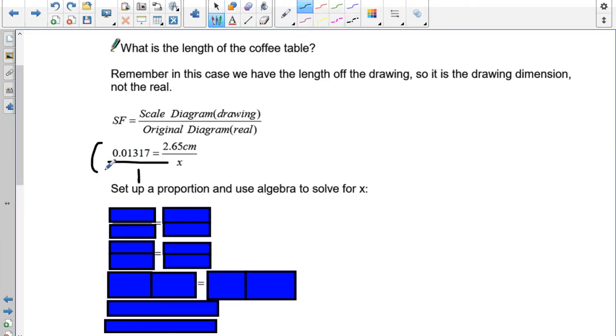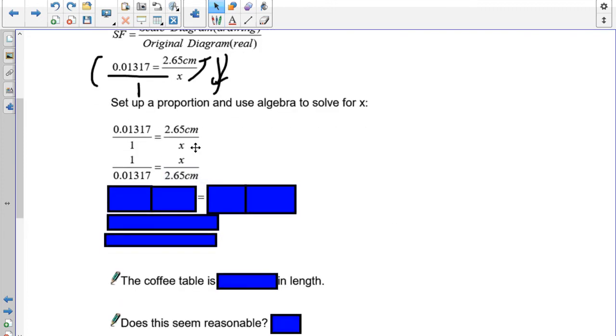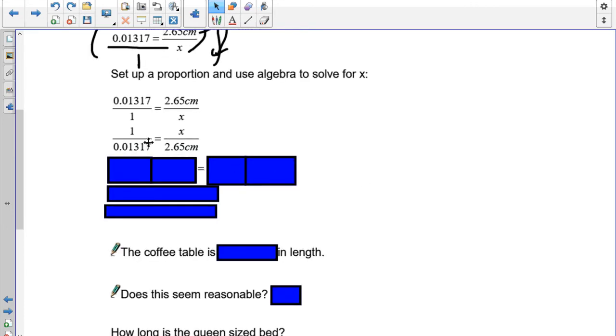Now, we've talked about this before. If you want to get the x on the top, which makes it very easy, what we can do is just flip it. But whatever you do to one side, you have to do to the other. Okay, so here's my flip. The numerator became the denominator and the denominator became the numerator. Because I did both things equally on each side, there's no change in its actual values. So now that I've got this, I can solve this.